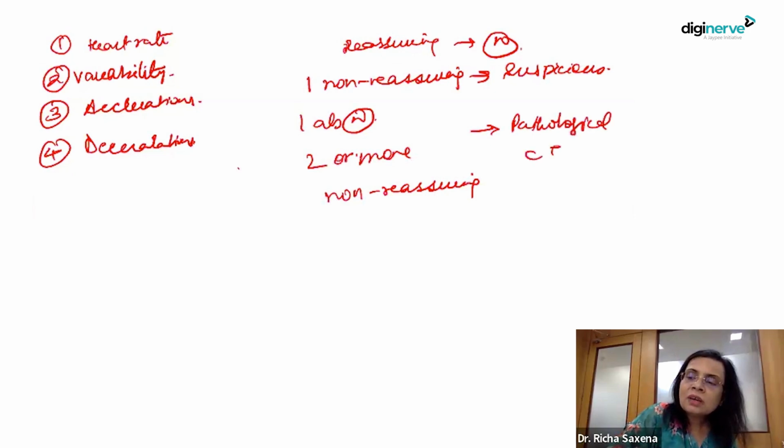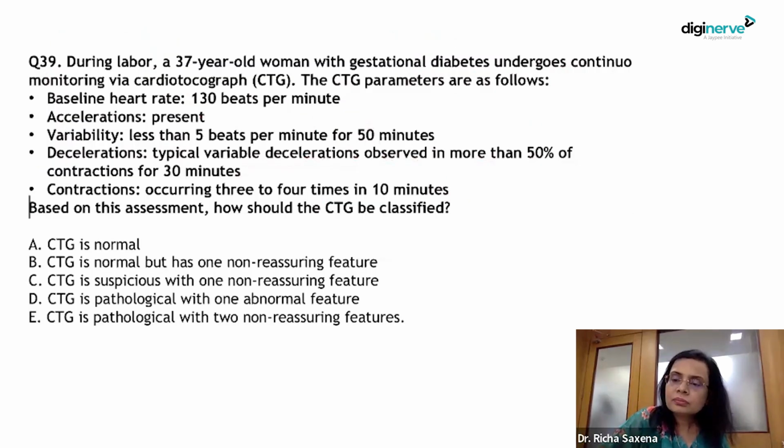Now, in this case, if you come back to the question, you will see that the heart rate 130 beats per minute is more or less normal. Accelerations present, that is also normal. Variability less than 5 beats per minute for 50 minutes. What is the normal variability? It should be between 5 to 25 beats per minute. So this becomes one non-reassuring feature.